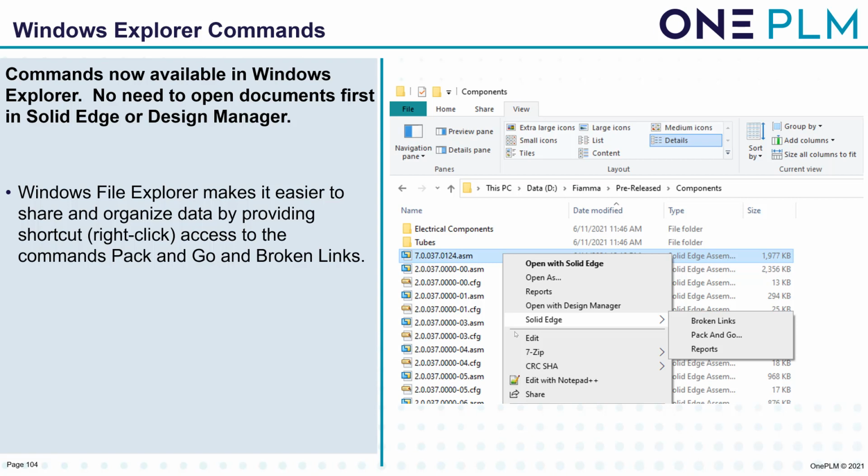Windows Explorer command. So with right-click options, we're going to get some Solid Edge options available, where we can do a broken link search, bag and go, and reports directly from there.